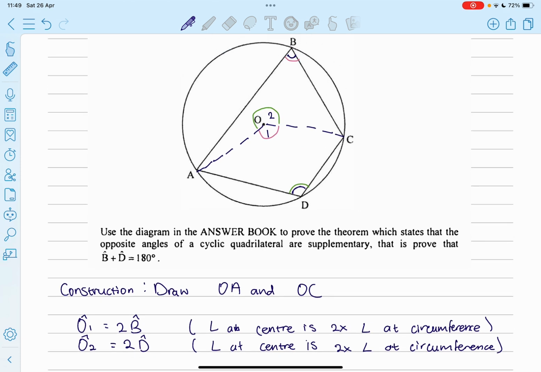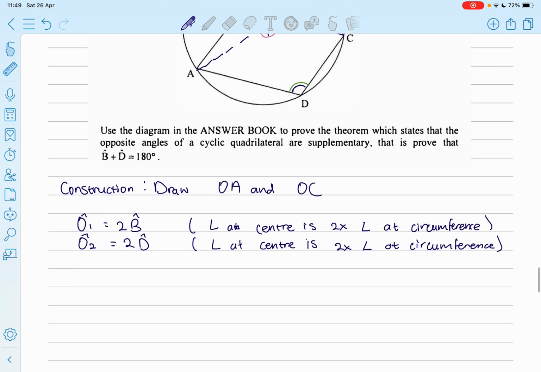The next step is to add angle O1 and angle O2. O1 plus O2 equals 360 degrees because it is a revolution. Now here is where it gets fun. With O1, we already know that it's equal to 2B, so we can replace it with 2B. And O2 we can replace with 2D, and it's still equal to 360 degrees.